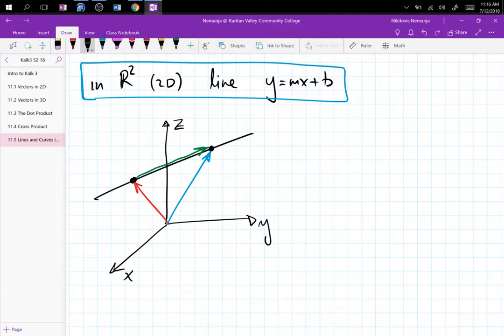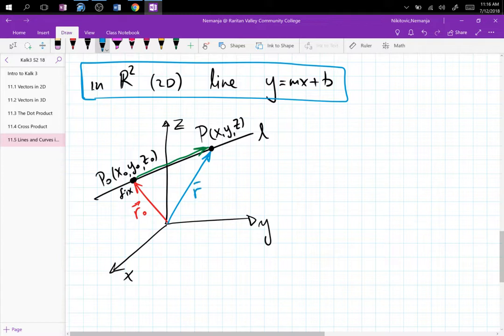So now what I'm going to do is I'm going to fix this point here. I'll call this point P0 with coordinates x0, y0, z0. So that's the one that is fixed. And this is a point P with coordinates x, y, z, which is the one that actually takes on any point along the line L that we are trying to figure out. So now that will give me that this vector over here is going to be called r0. That's the initial vector. And the other one over here is just vector r of t that we are used to.